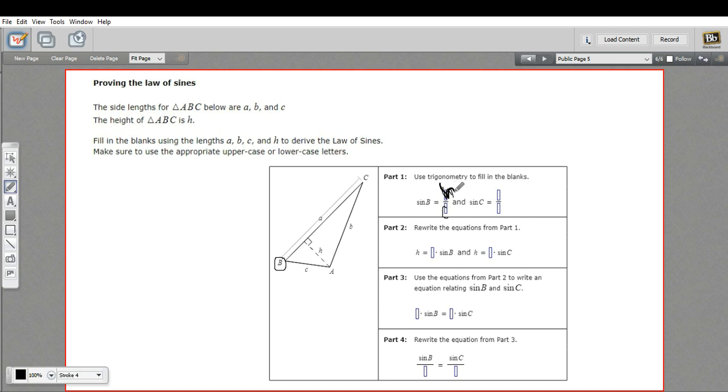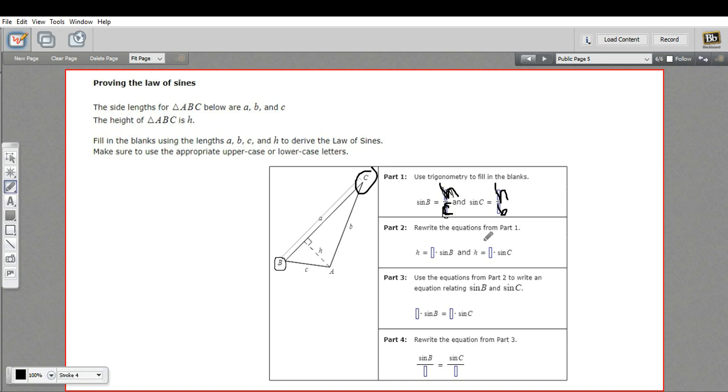So sine of B equals H over C. And then let's look at angle C, and we're going to use this other right triangle here. So the sine of C is opposite over hypotenuse. That would be H over B. So sine of C is H over B. So that's our first step. This is just using the basic ratio for sine in these two right triangles.